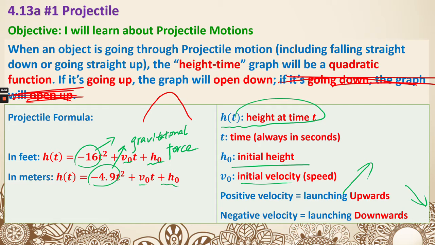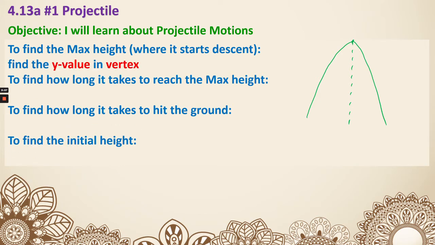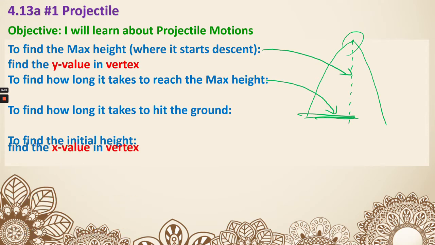Now, based on the previous examples, you should come up with some conclusions to find the maximum height. So let's say this is what we have. The maximum height is going to be this part. Well, that is going to be the y value of the vertex, because the maximum height is at the vertex. To find how long it takes to reach the maximum point, that would be this portion. So again, this is the middle, and this is right here. That is representing the time, so we are looking for the x value in the vertex.